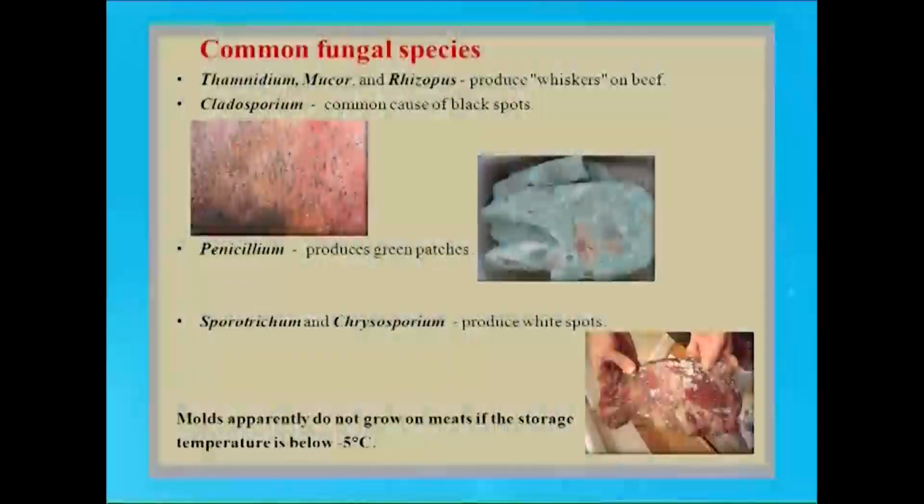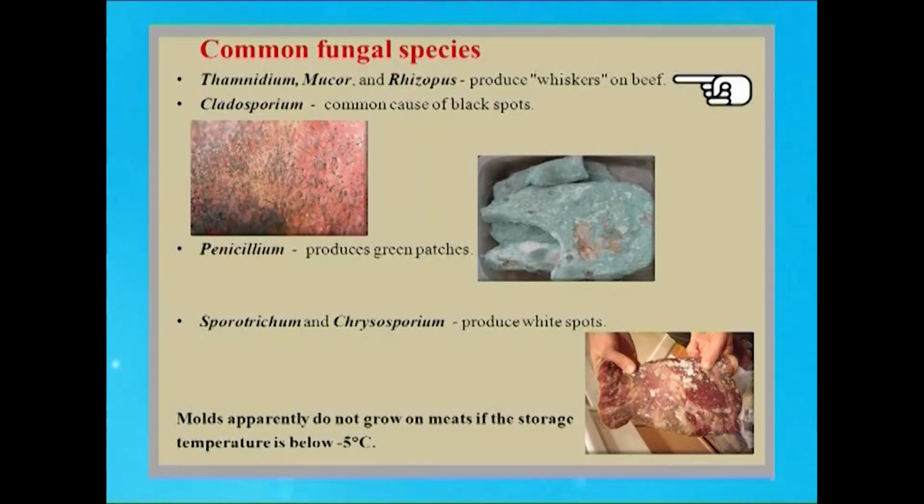For example, we have Thamnidium, Mucor and Rhizopus, which produce whiskers on beef. Also, Cladosporium is a fungus which produces black spots over the surface of the meat, which can be clearly seen in this picture. Many species of Penicillium produce green patches over the surface of the meat, and therefore this meat should not be consumed at all. Sporotrichum and Chrysosporium are another two fungi which produce white spots over the surface of the meat, and this shows that the meat has been spoiled by molds, or by the growth of fungus.